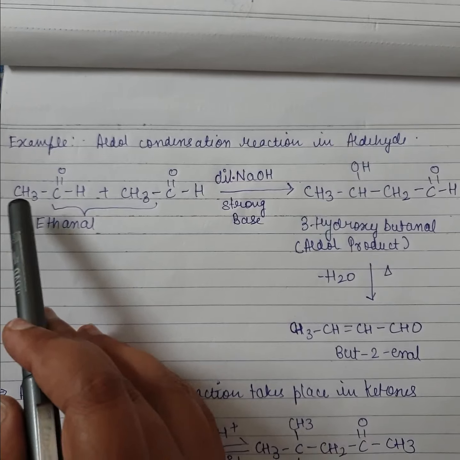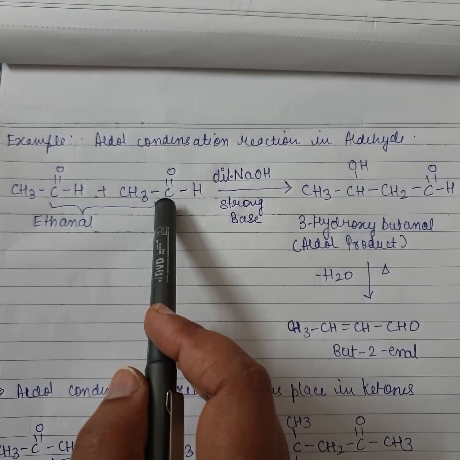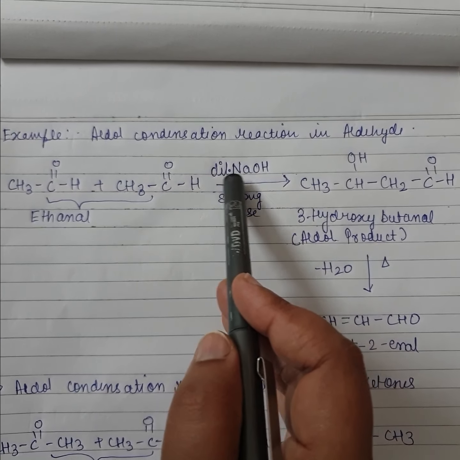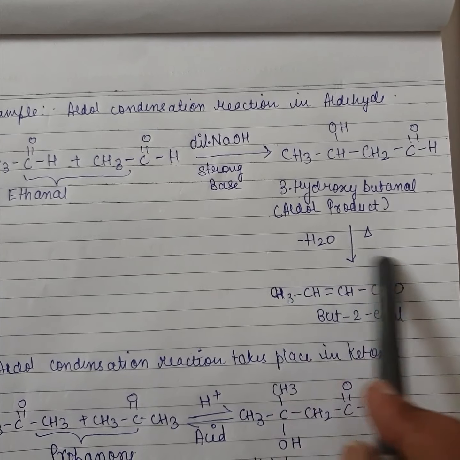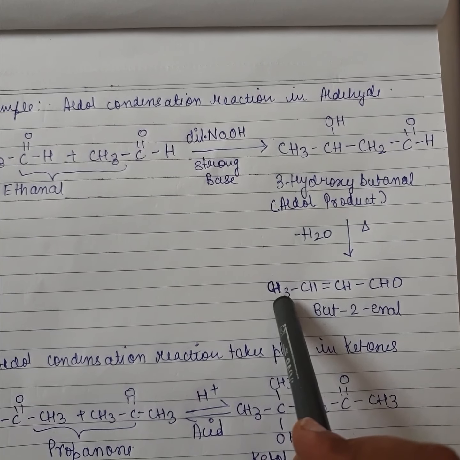Here we can see the two molecules of ethanal. When they react in the presence of dilute NaOH, we will get 3-hydroxybutanal as an aldol product. On dehydration, butenal is obtained as an aldol condensation product.